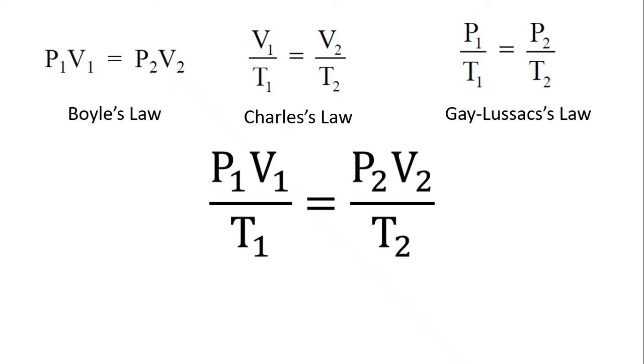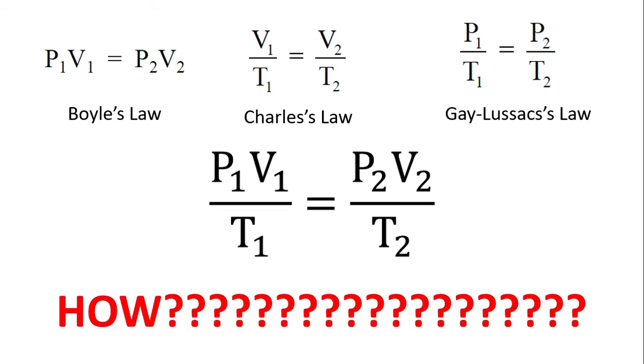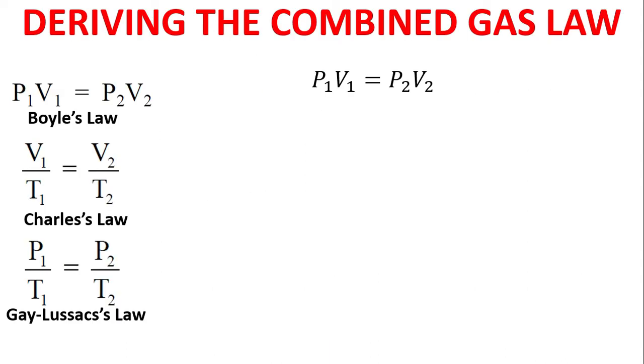Okay, so this is best described by this formula: P1V1 over T1 equals P2V2 over T2. But the question is, how did we get this? So I will show you how to derive the combined gas law. Now, there are a lot of ways to get this, but this is one of the ways, okay? So let's start with Boyle's law.